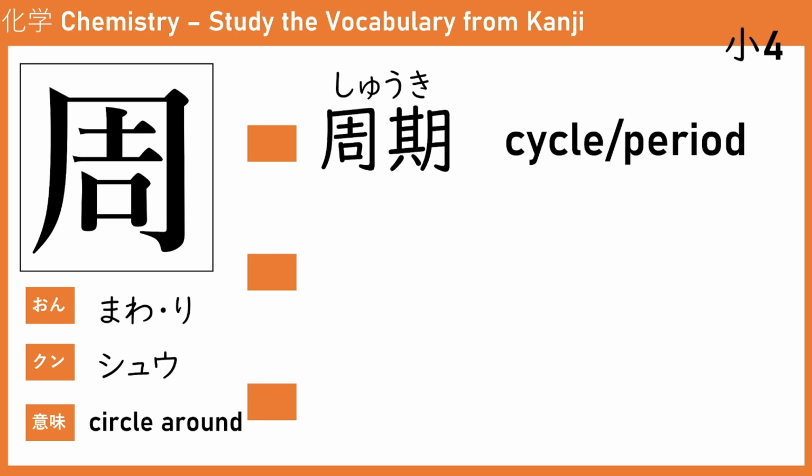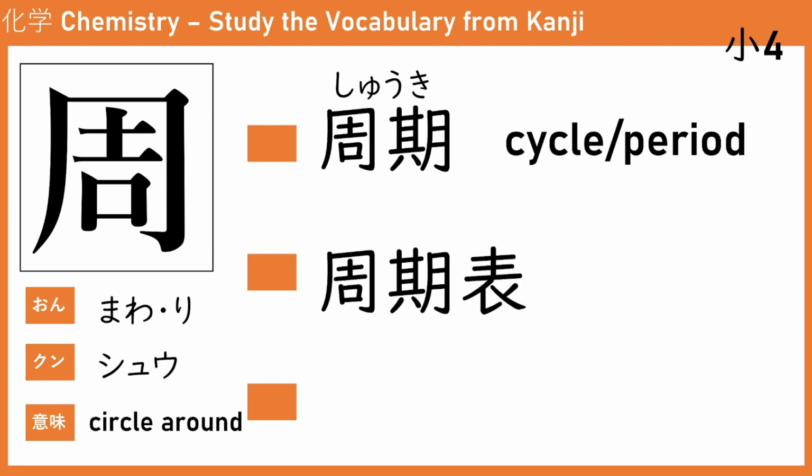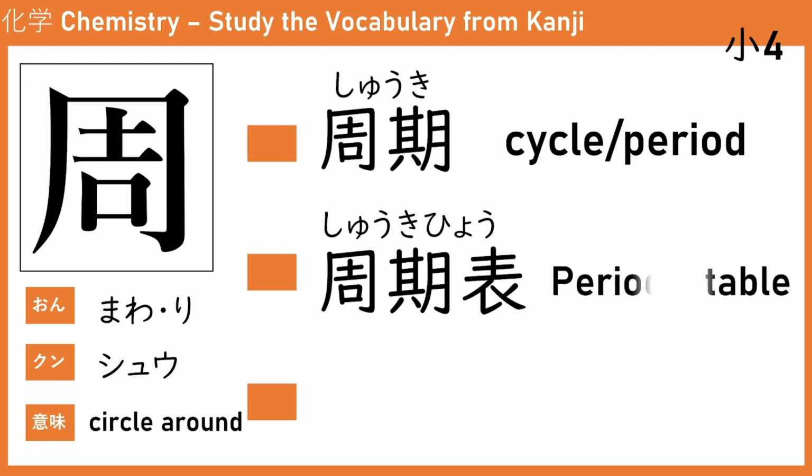So for example, when you say one period of, for example, the earth circling the sun is ishuki, one circle. When you put the word hyo, shukihyo is the table. So it's the table of the chemical periodic table. Okay, shukihyo.